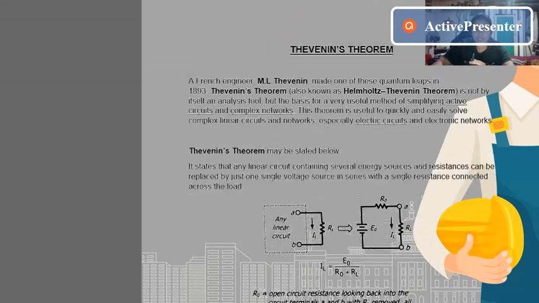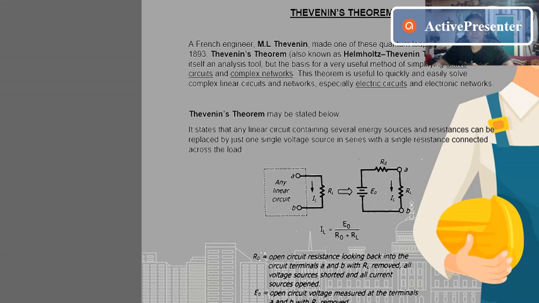So, let's proceed to Thevenin's Theorem. A French engineer, Thevenin, made one of those quantum leaps in 1893. Thevenin's Theorem may be stated as follows: any linear circuit containing several energy sources and resistances can be replaced by just one single voltage source in series with a single resistance connected across the load.